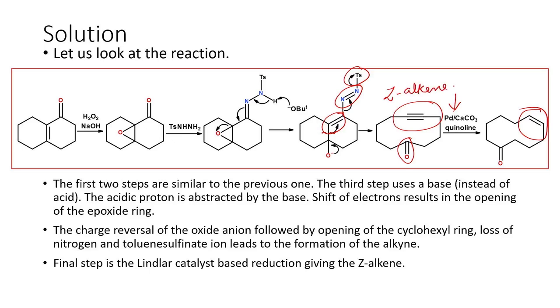So we can say the product that is formed is option B. That's what we have also seen in the earlier case. In the previous case also we have seen the same thing. The trans alkene is not formed, and the other two products which do not have the carbonyl group are also not formed. So B is the correct option for this particular transformation.